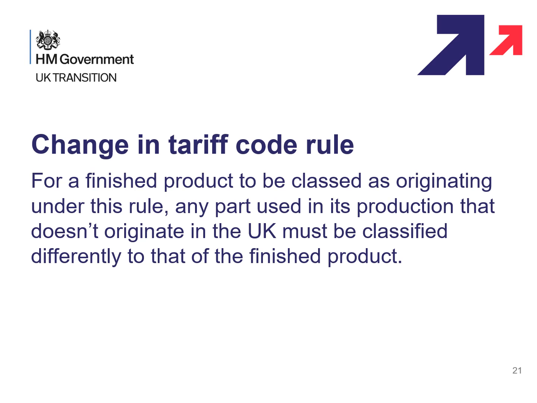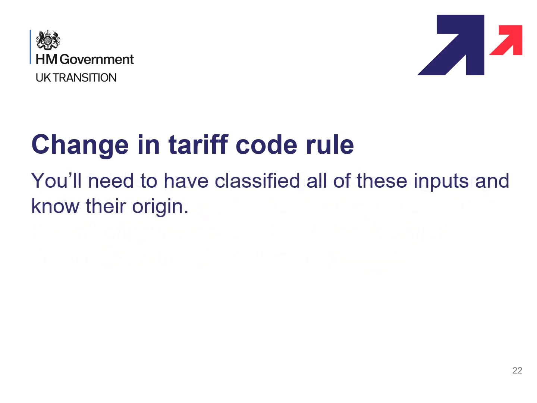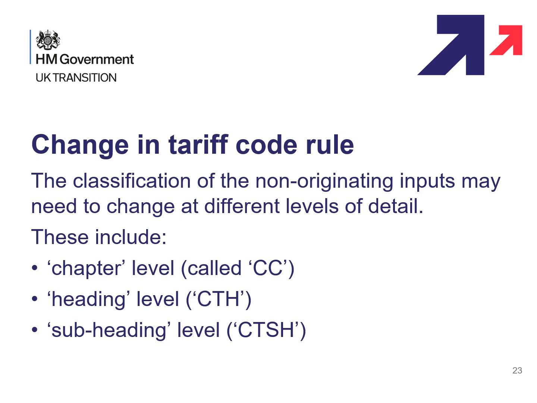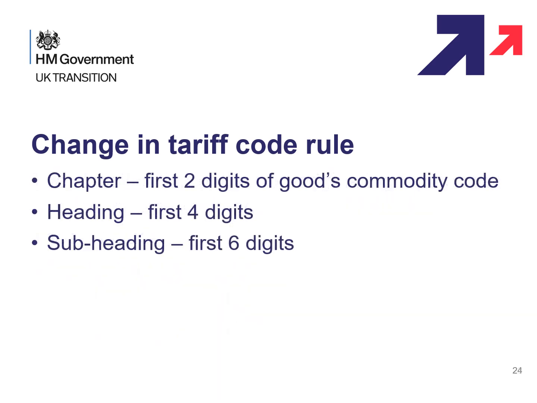Change in the tariff code rule. For a finished product to be classified as originating under this rule, any part or input used in its production that doesn't originate in the UK must be classified differently to that of the finished product. This means that you'll have to have classified all of these inputs and know their origin. The classification of the non-originating inputs may need to change at different levels of detail. These include chapter level, called CC, a heading level, CTH, or subheading level, CTSH, depending on the rule. The chapter is the first 2 digits of a goods commodity code, the heading is the first 4 digits, and the subheading is the first 6 digits.